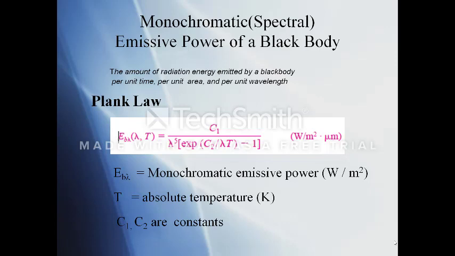E_b lambda is monochromatic emissive power. Unit is watts per meter square, micrometer. T is absolute temperature of the black body, and C1 and C2 are constants, which you can read from the heat transfer data book.